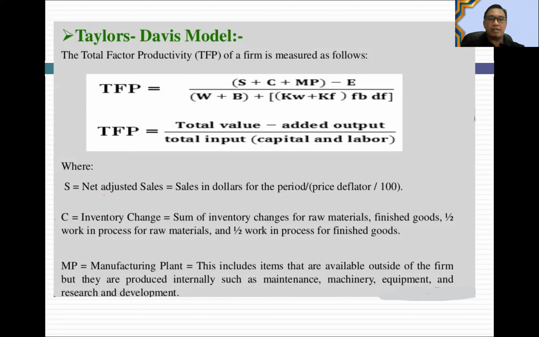And C is inventory change. MP is manufacturing plan. Manufacturing plans may include items that are available outside the firm, but they are produced internally. Could be maintenance, machinery, equipment, and R&D or research and development. Okay, that's the TFP.